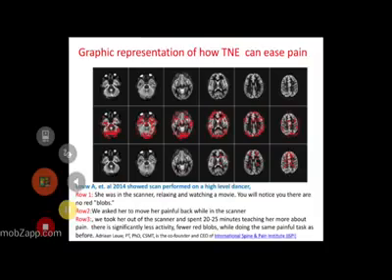So you saw that in the third row, only 25 minutes of pain education has changed her perception of pain. She was more relaxed and she could do the same activity with less pain. So this is what TNE can do.